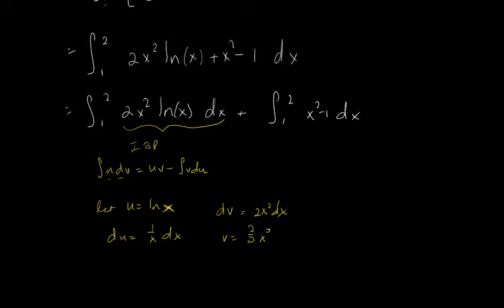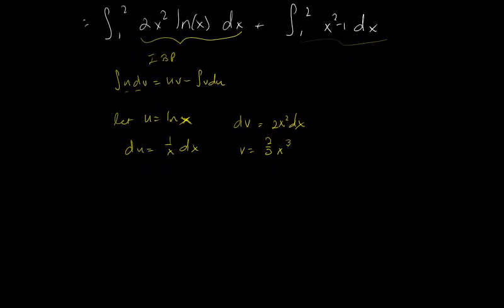Except that doesn't look anything like a 3. Let's try again. All right. There we go. 2/3 x cubed. And then the rest of this, this integral over here is a very straightforward polynomial integral, so that won't give us any trouble. Okay, so let's go ahead and use the formula.